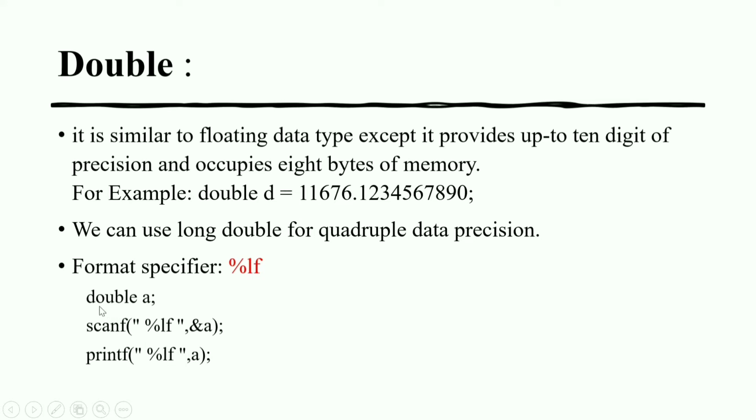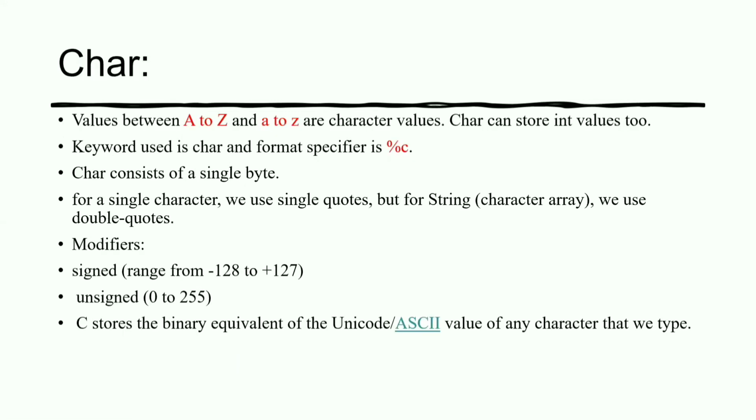So first, double a semicolon. This is the declaration of variable a using the double data type. Then scanf("%lf", &a). This statement is used to read a double variable, and then printf("%lf", a). This is used to print the variable which has been read in the previous statement. So this is all about the double data type.